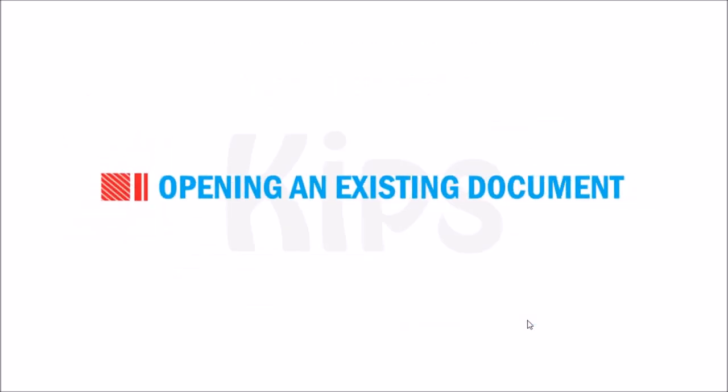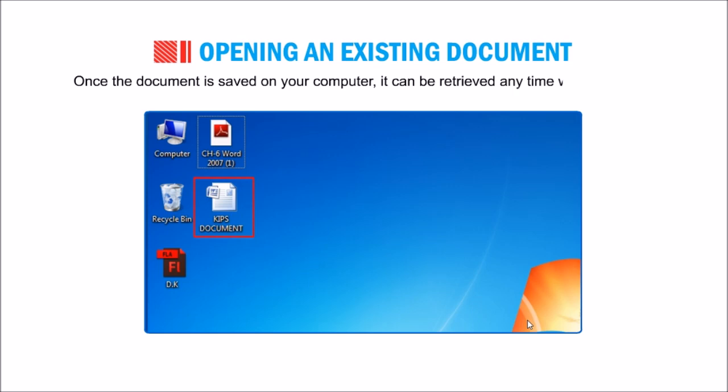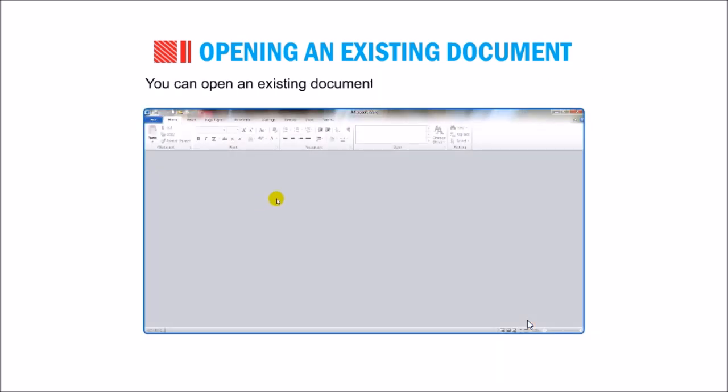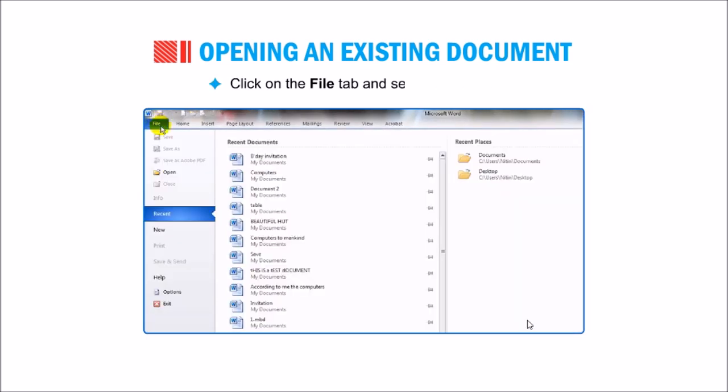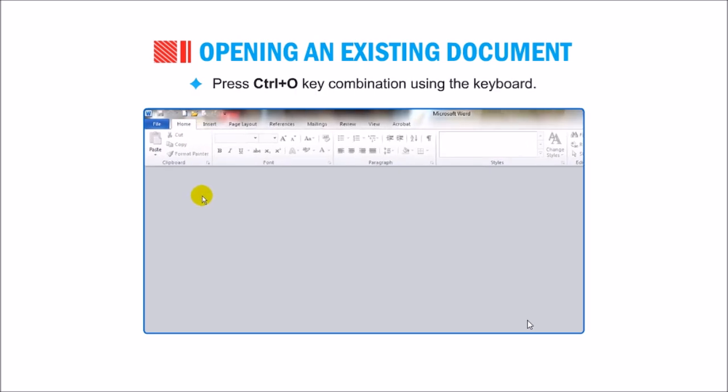Let's learn about opening an existing document. Once the document is saved on your computer, it can be retrieved anytime when required. You can open an existing document using one of the following ways. Click on the File tab and select Open, or click the Open button located on the Quick Access toolbar, or press the Ctrl+O key combination using the keyboard.